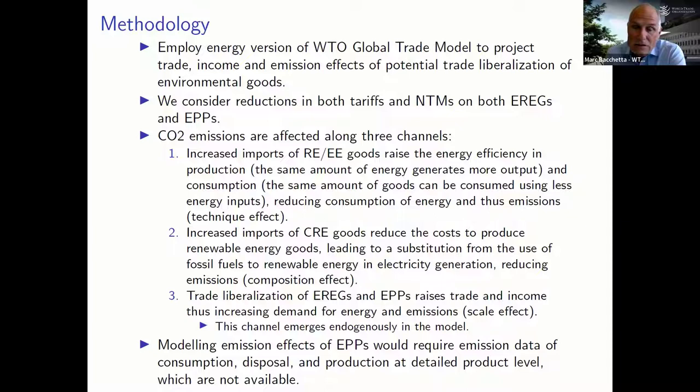and that's a composition effect. And lastly, trade liberalization of energy-related environmental goods and EPPs raises trade and income, thus increasing demand for energy and emissions, which is the scale effect, which corresponds to an increase in emissions. And this channel actually emerges endogenously in the model.